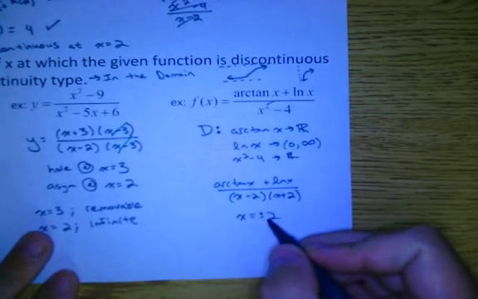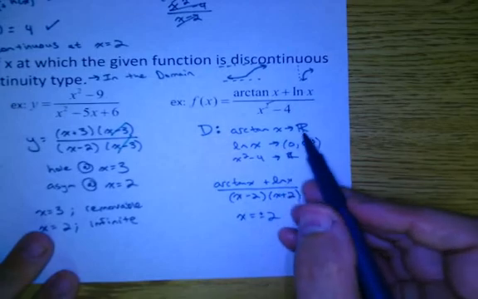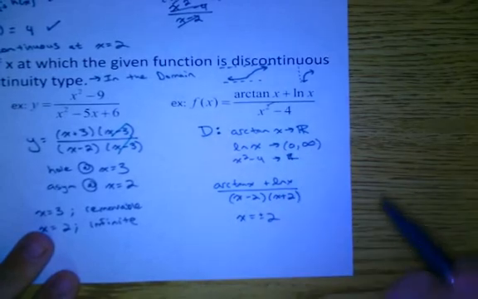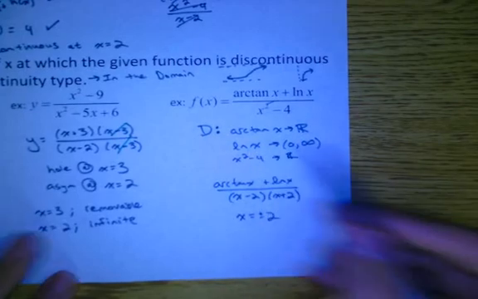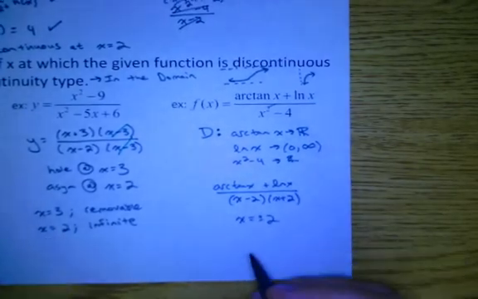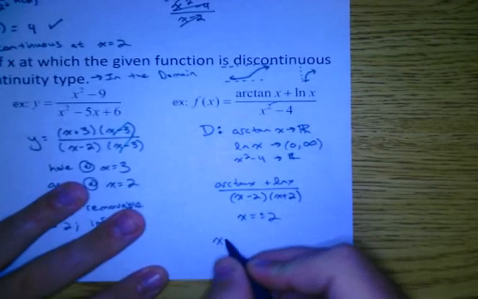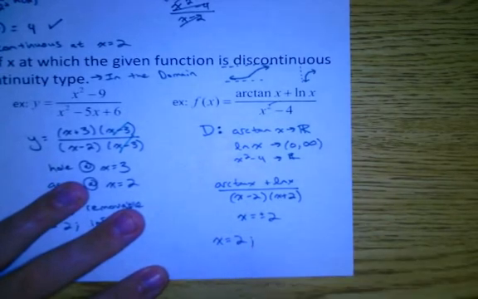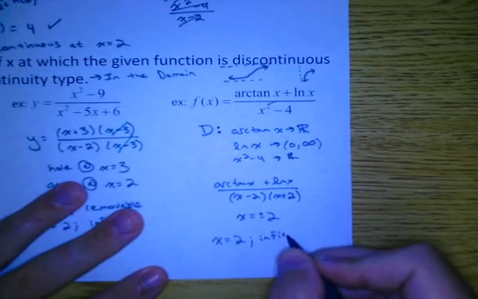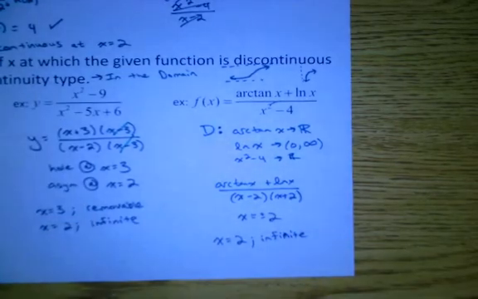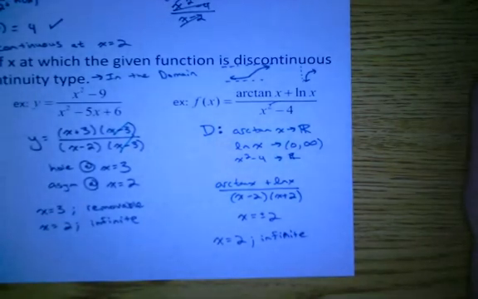But we can't use negative 2 because it's not on my domain. All the domains have to align. So it worked for arctan x, it works for this x squared minus 4, it does not work for ln of x. So we cannot use negative 2. The only answer we can use is x equals 2, and that's going to be infinite. And that's going to wrap up continuity.